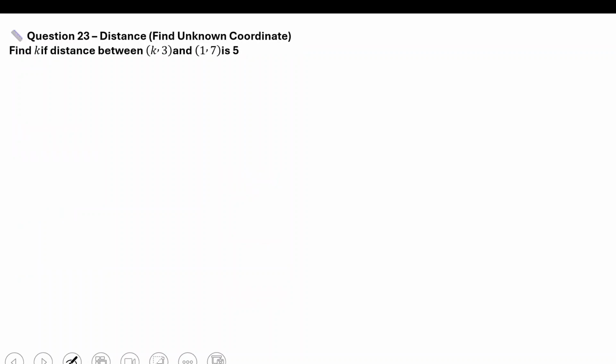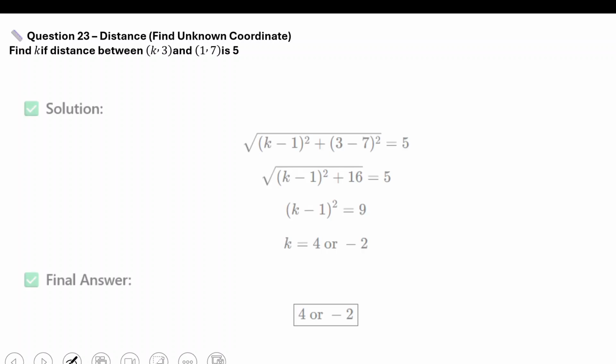So distance: find unknown coordinate k if the distance between k, 3 and 1, 5 is 5. Okay, again, the distance formula is used to find the equation, to find the unknown k, right? So we just write the distance formula.